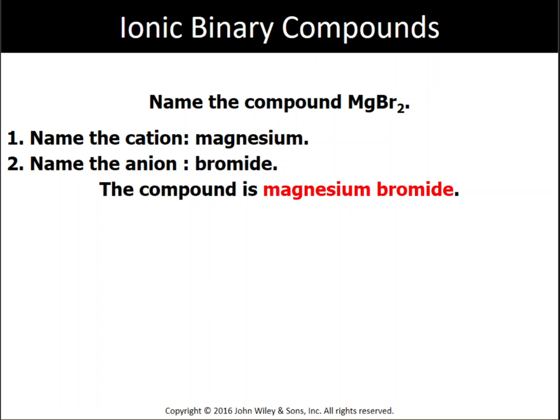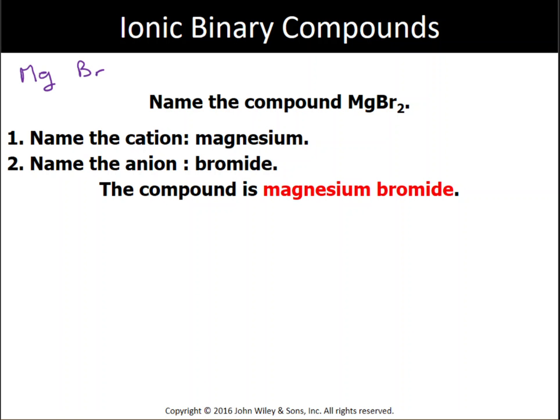Now, just as extra practice, let's see how we write the formula for magnesium bromide. It's given to you, but let's make sure we know where it came from. So magnesium bromide is composed of magnesium ion and bromide ion.